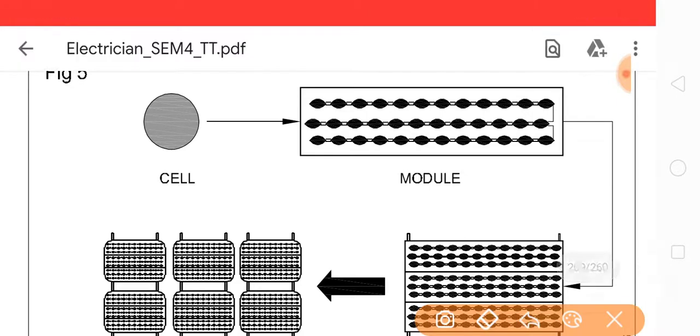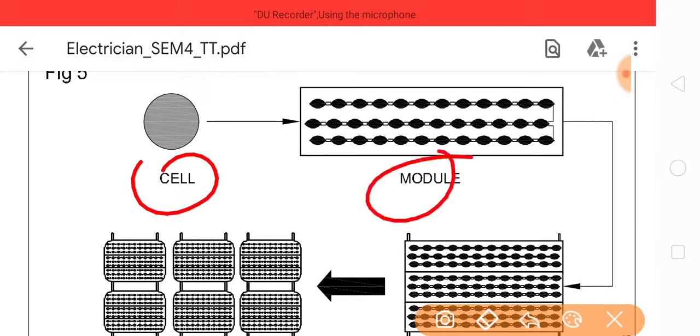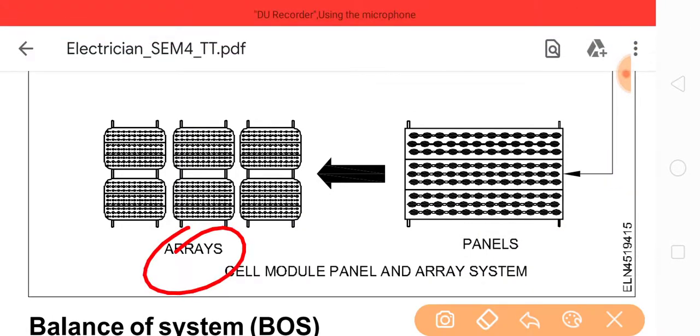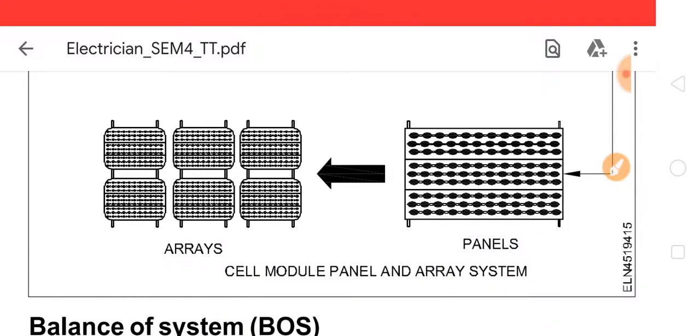Pictures given have five. This is a cell, and this is a module, and this is an array, this is an array, and this is a panel. Cells, modules, panel and array systems.